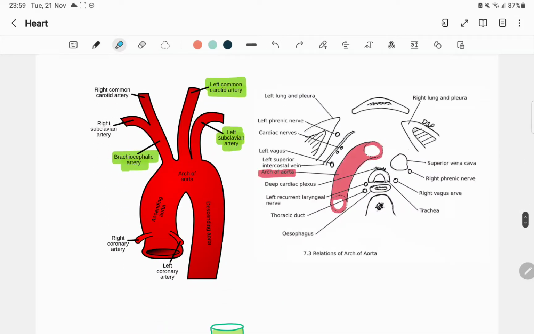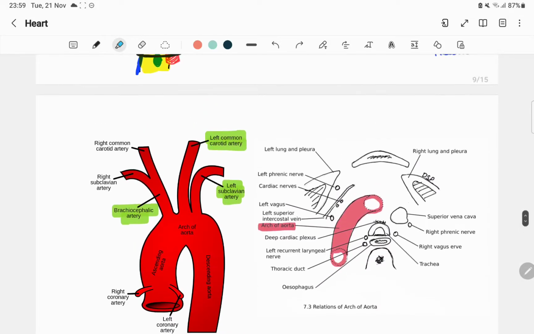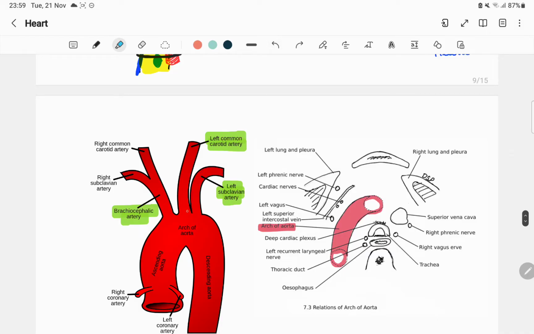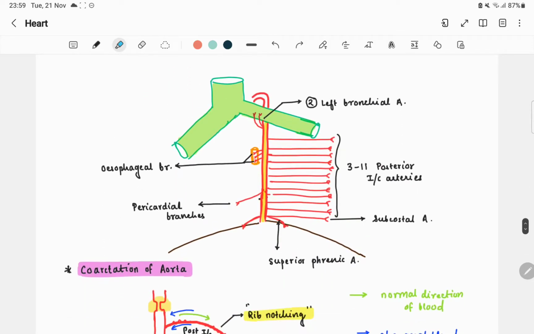So you know all these things. You know about the ascending aorta, arch of aorta, descending aorta. As arch of aorta gives three branches, that is your left subclavian artery, left common carotid artery, and the brachiocephalic artery. This brachiocephalic artery divides into a right common carotid artery and the right subclavian artery. So this is your descending aorta.